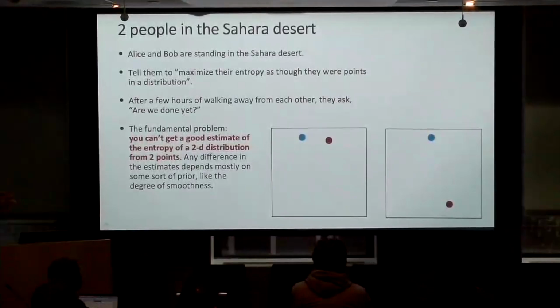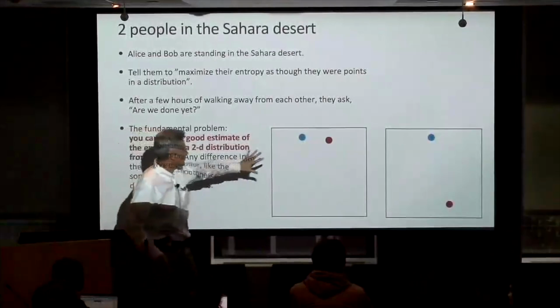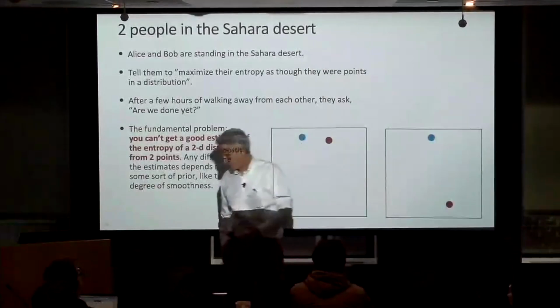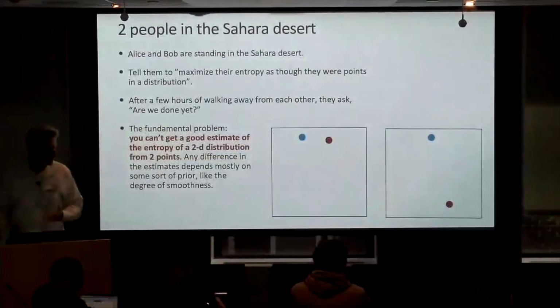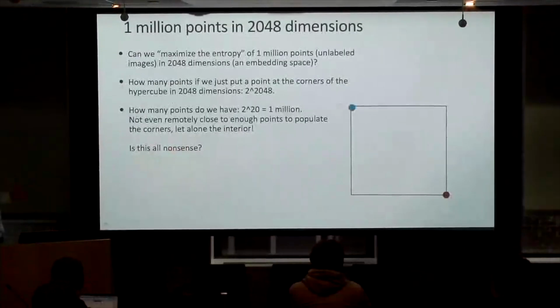And so they start like this and they end up like this. Is the distribution from which these came higher or lower entropy from the distribution from which these came? You have no idea. You're not even close to the number of samples you need to get that kind of estimate. Now, why am I talking about this? Since we have 1 million points or maybe 10 million points. Well, the problem is, even though we have 10 million points or 1 million points, say 1 million unlabeled images that we're putting into our embedding space, we have 2048 dimensions.